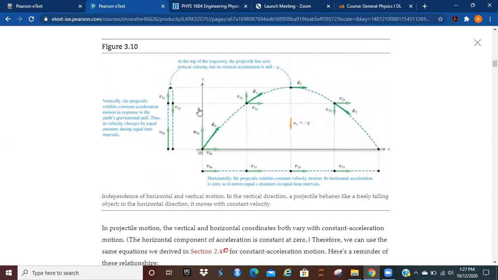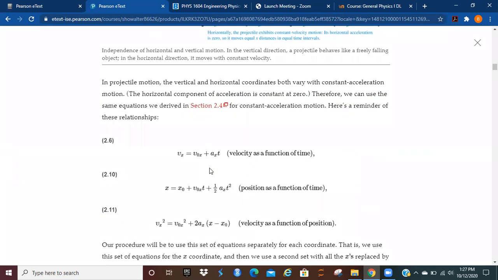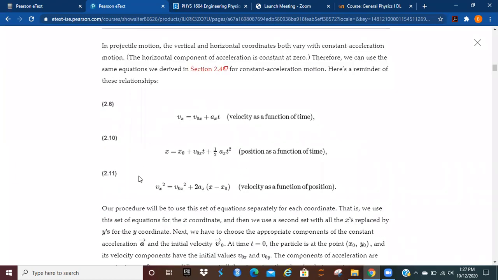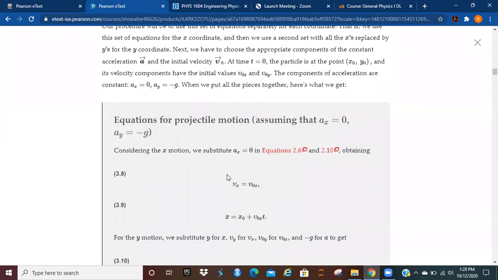This, again, is the same graph as what we had before. You can see here that at this particular point, the velocity in the y direction is 0, and this is where the velocity vector starts to change and, instead of pointing up, starts to point down. These are the kinematic equations, depending on which direction you're going in. And that's a nice summary there.